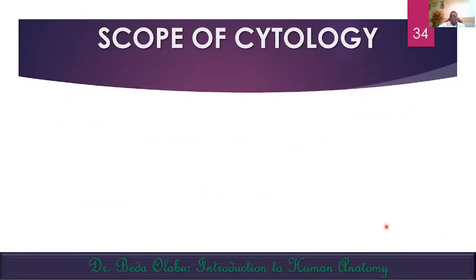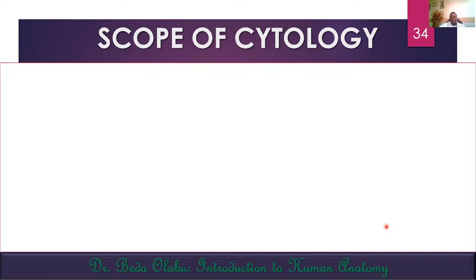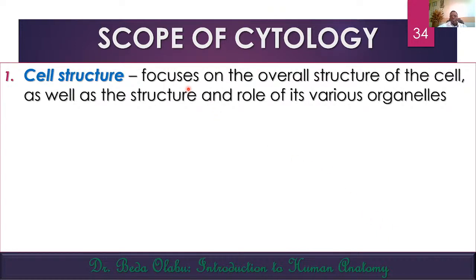So what's the scope of cytology? In human anatomy, cytology focuses on some 4 key areas. Now, in physiology, there'll be even more and much, much more that physiology will focus on. But in human anatomy, just some 4 key areas of the cell. The first one is cell structure.